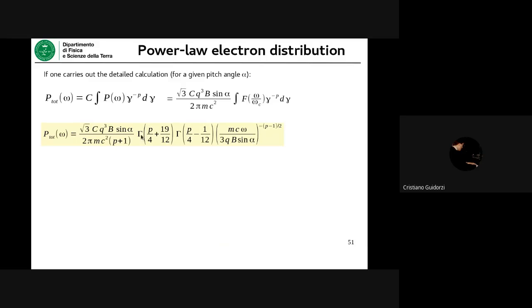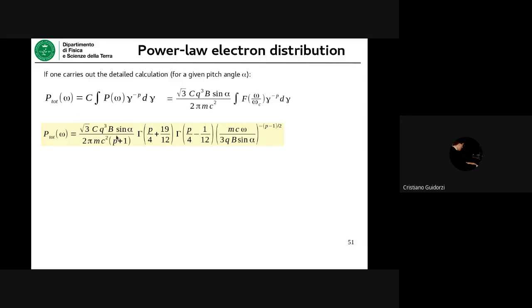What is important here, the capital gamma, is the gamma function, which of course depends on P, because we are talking now about the population of electrons. So you see that what is mostly important here is the dependence on omega. You see that's exactly minus, so what we call S is just (P minus 1)/2, as well as B. B gets here and here, so the total combination is (P plus 1)/2.